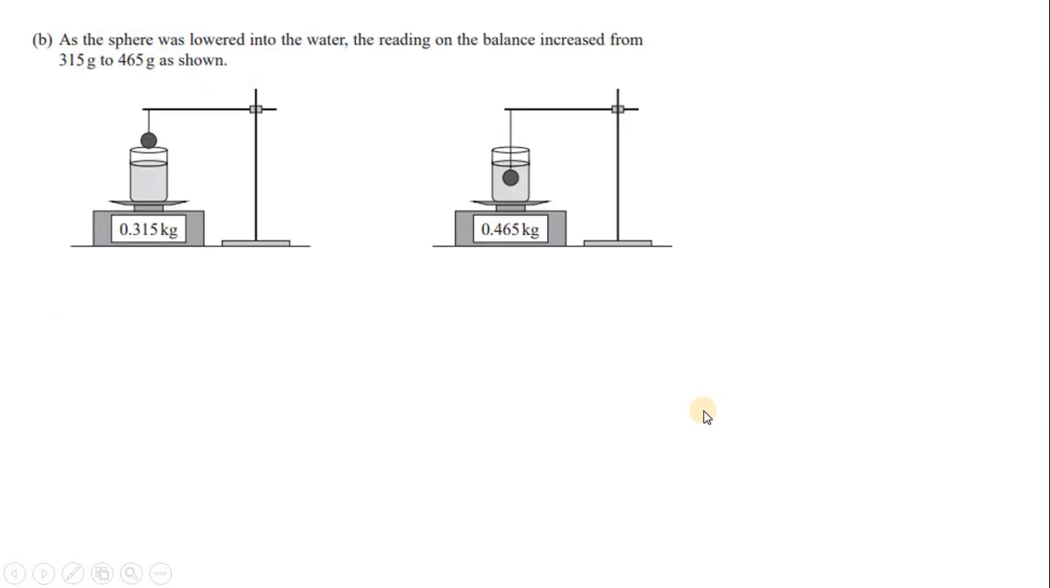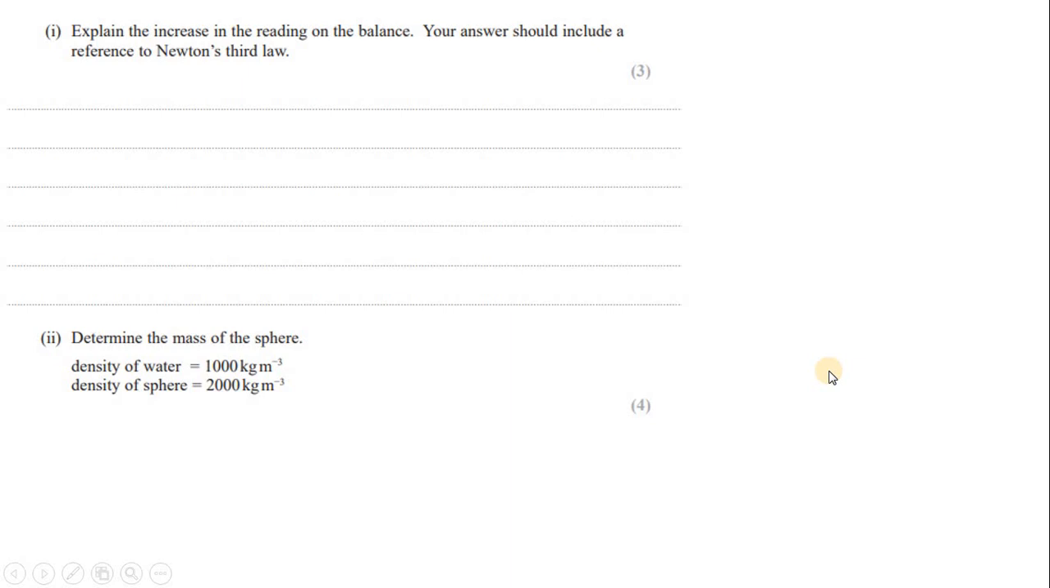As the sphere was lowered into the water, the reading on the balance increased from 315 gram to 465 gram. So it is in the air when it is lifted, and the reading on the mass balance is increased. Fine. Explain the increase in the reading on the balance. Your answer should include reference to Newton's third law.